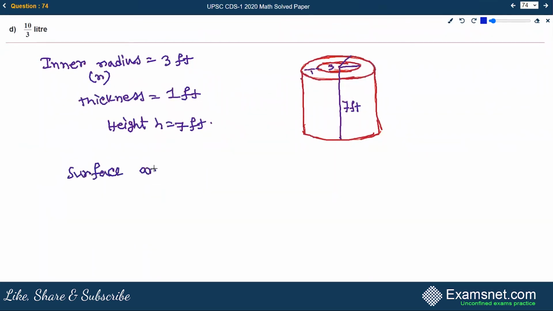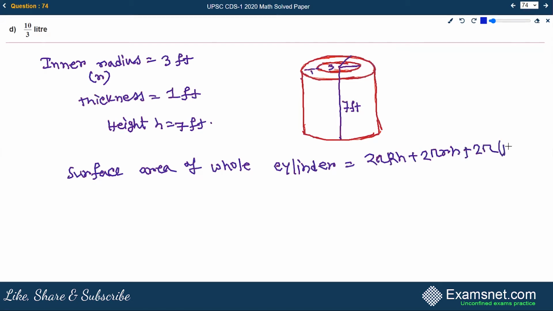Surface area of whole cylinder is 2πRH plus 2πrh plus 2π(R² minus r²). Okay, so we can find here capital R is the outer radius. So let's find out the outer radius first. Outer radius capital R is inner radius plus thickness, so that is 4 feet. Okay, now we can put all the values there.